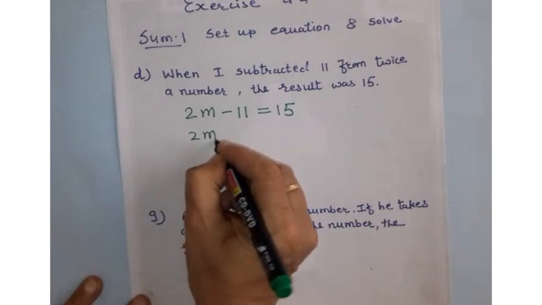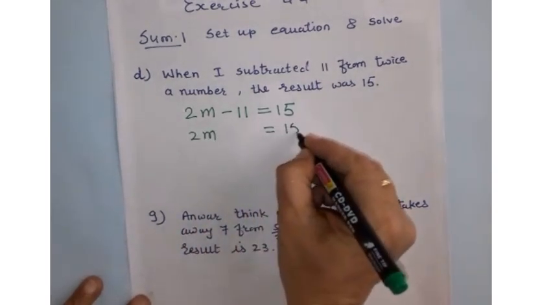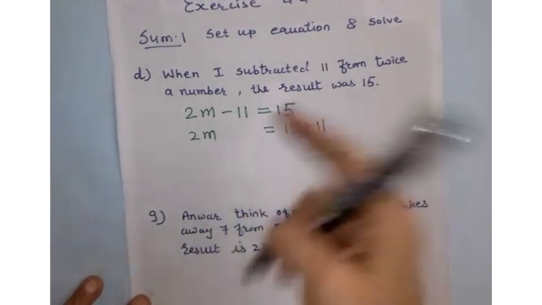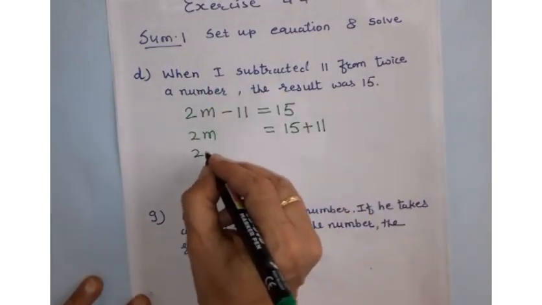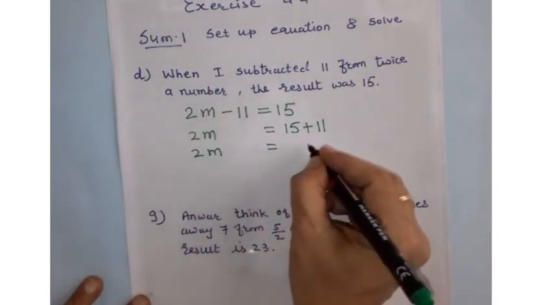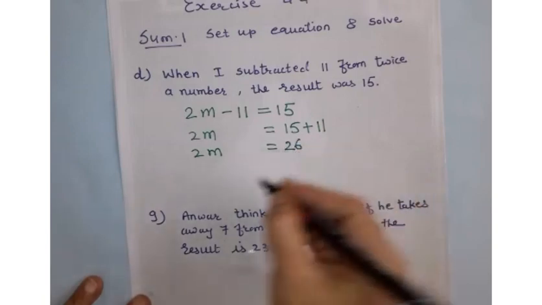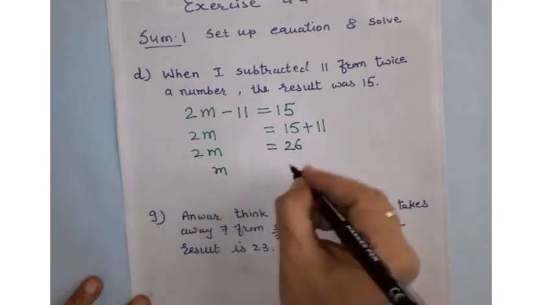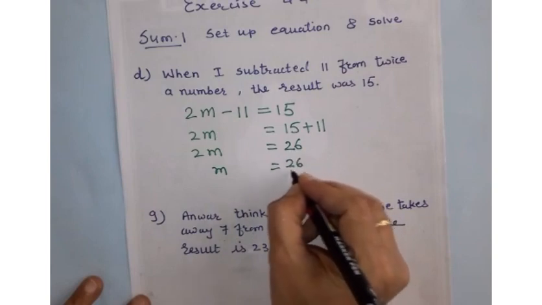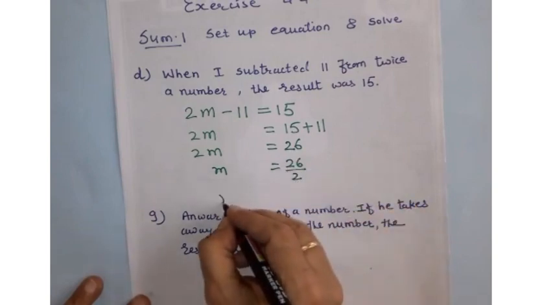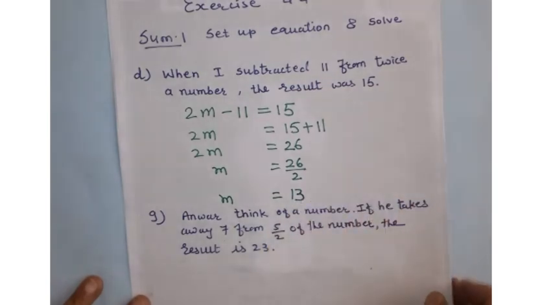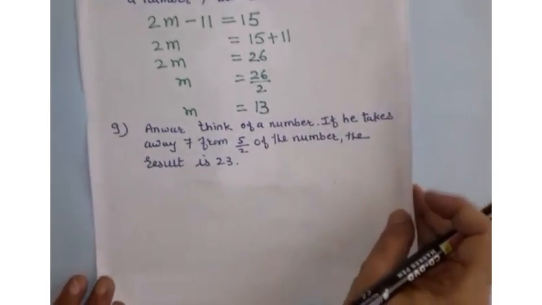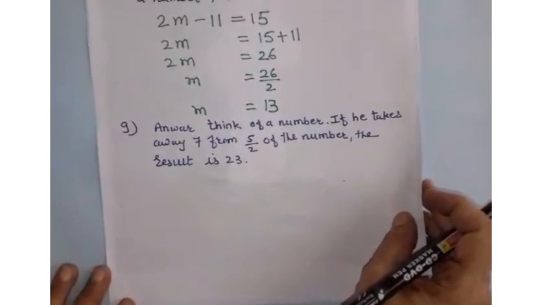Now 2m minus 11 is equal to 15. So 2m is equal to 15 plus 11, because we move it from left hand side to right hand side. Now 2m is equal to 26 and m is equal to 26 upon 2. That gives us m is equal to 13. Clear? Understood children? Simple? Okay.